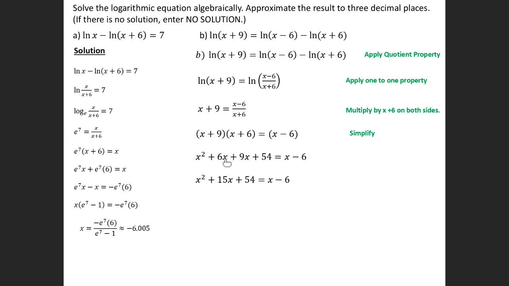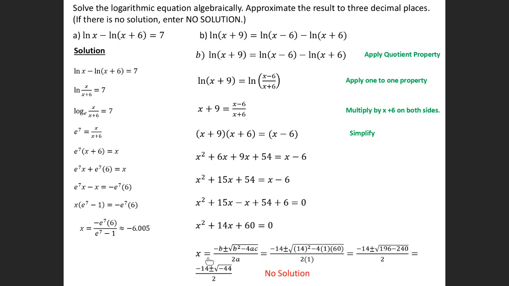So I added 9x and 6x. I'm going to subtract x and minus 6 on this side. So now I have x squared plus 15x minus x plus 54 plus 6. And I'm left with this. Okay. So you want to ask yourself, can I factor this? It's not factorable, so I'm going to have to use the quadratic equation.